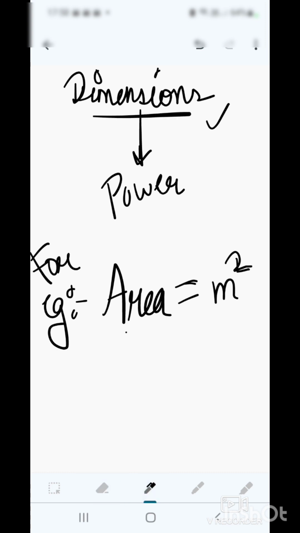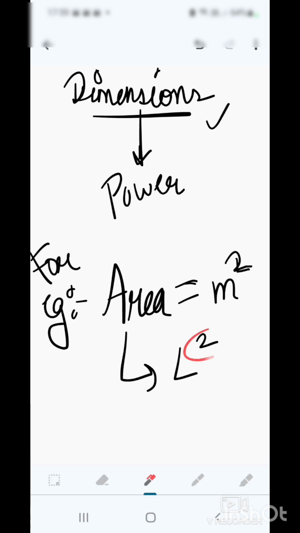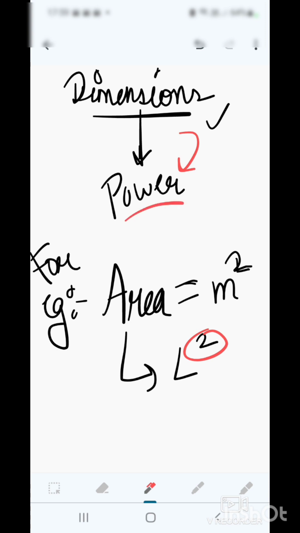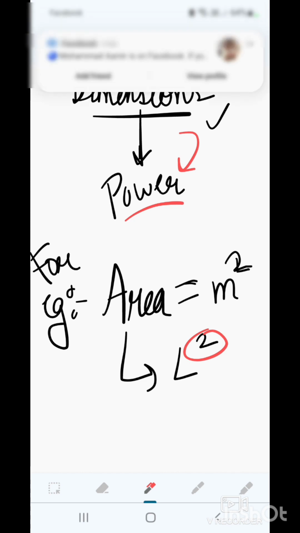So if we say area in length, we will write it as L squared, and if we are asked what the dimension of area in length is, then the answer would be 2, because they are the powers to which the fundamental units are raised to express the derived unit.